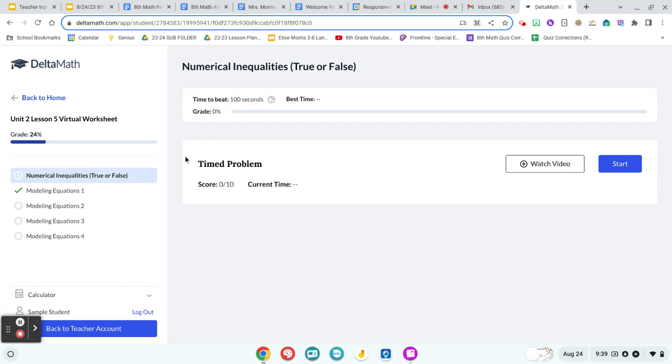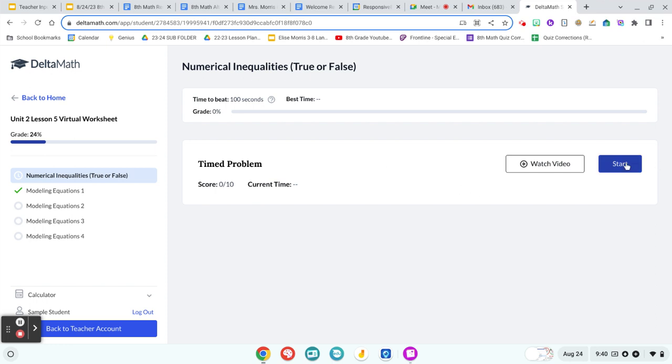So, this one looks like a timed problem. So I have a 0 out of 10. That means I need to get 10 of these correct, and I'm trying to beat 100 seconds. Now, you will actually get credit if you do not beat the 100 seconds. You just won't make 100 on this little section. Okay, so make sure you complete it. Your goal is to get 10 correct.